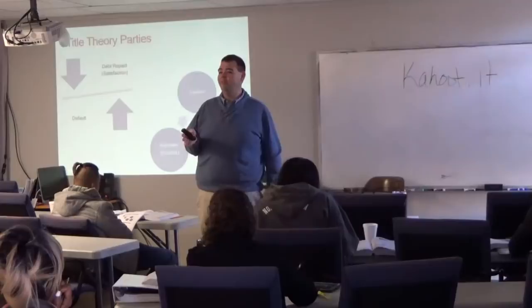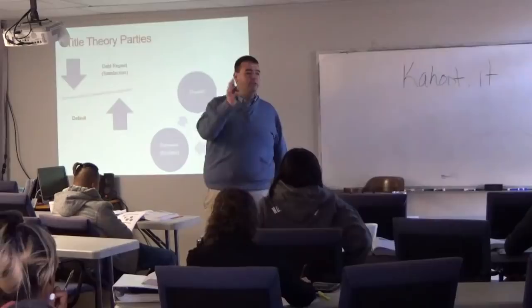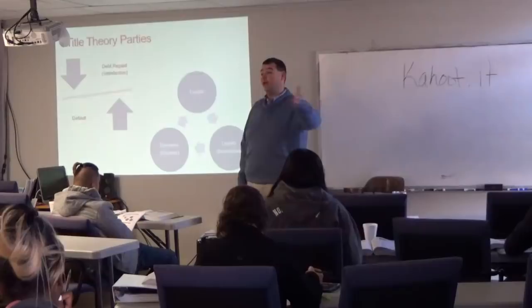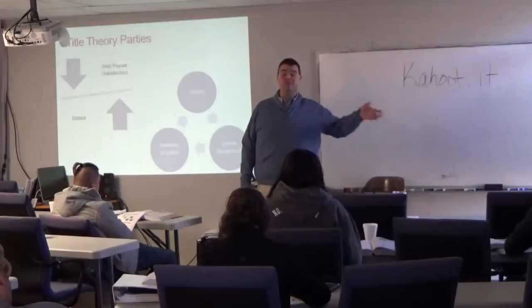The trustee is either going to do one of two things. They're either going to turn title back over to the borrower, if the borrower does what? Pays off the note. If they satisfy the note, that's the language you use. If the note gets satisfied, then the trustee is going to turn title back over to the borrower. If the note is defaulted on, the trustee's going to foreclose on the property.